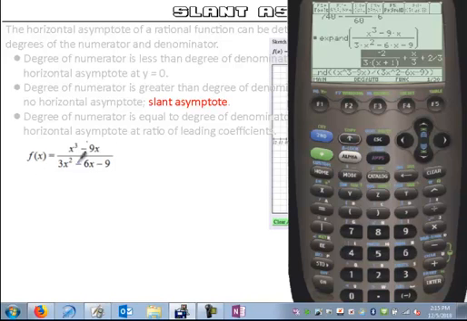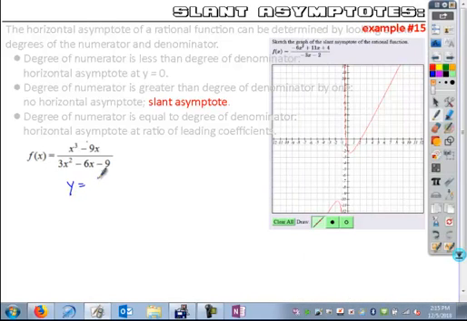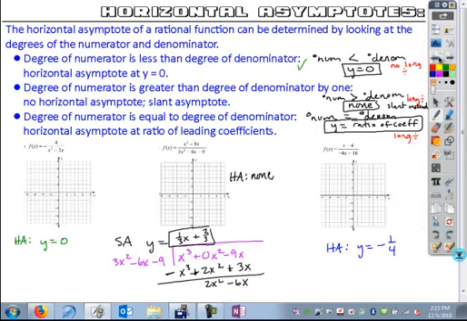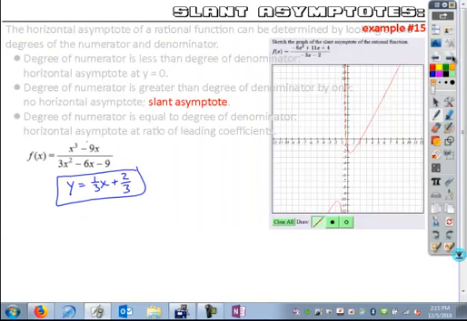So when you do this division right here, your answer is going to be x over 3, or 1/3 x plus 2/3. So y equals 1/3 x plus 2/3. Now notice that's what we got here in this same calculation when we did this by hand. So you can do it by hand if you want, but you can also use your calculator.